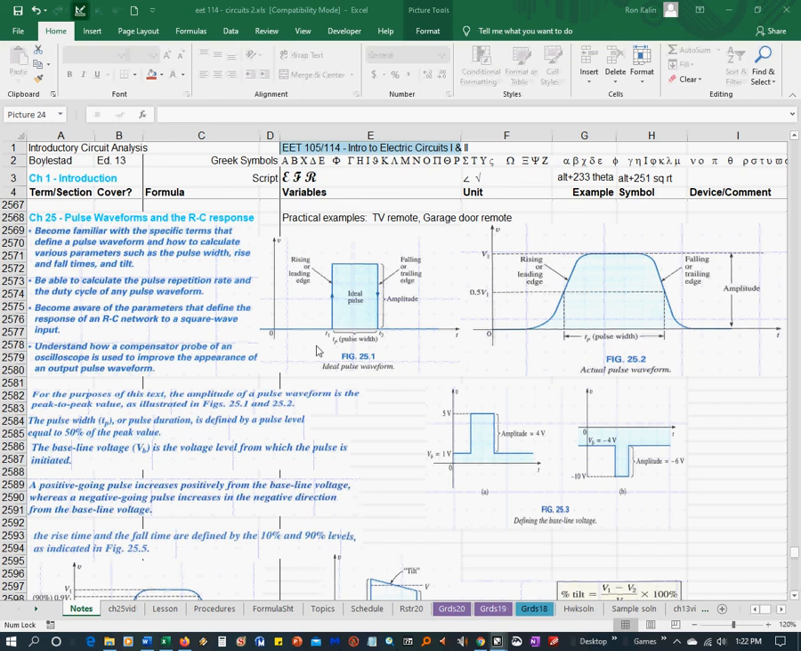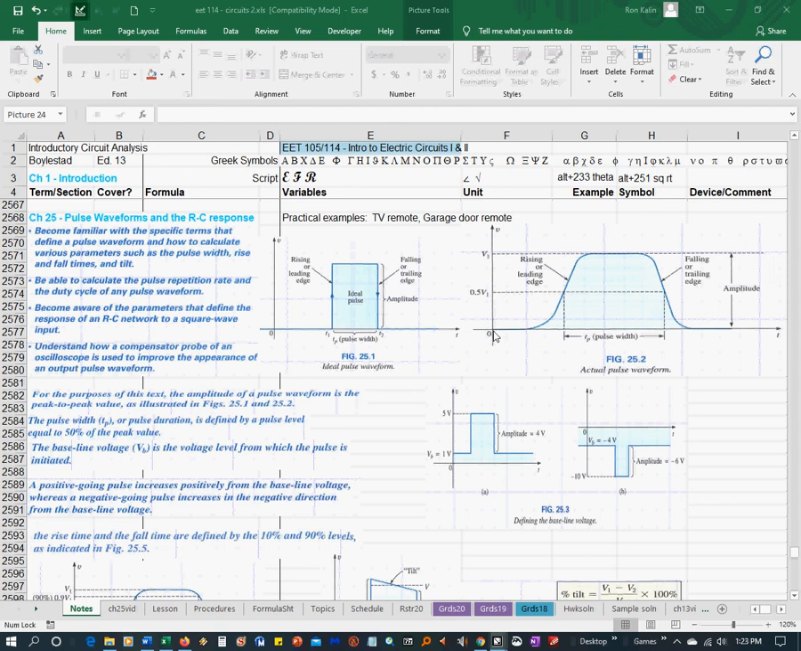So, what is a pulse? Ideally, this is what a pulse looks like. It has a rising or leading edge, and then it has a pulse width. That rising edge happens at time t1, pulse width is tp, and then the falling or trailing edge happens at t2. The amplitude of the pulse is on this axis here. In this case, it's a voltage pulse, and there's a time axis here.